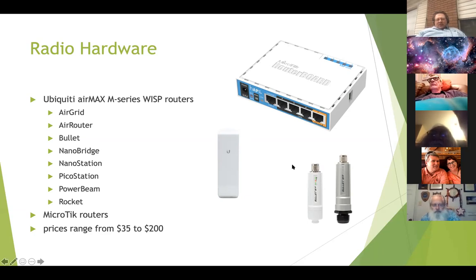Prices on these things range anywhere from $35 up to $200. I think the Power Beam is like $200. The AirGrid is like $35. The MikroTik routers are fairly cheap. I think they're available for around $45 to $50. It's not very expensive to get into it.